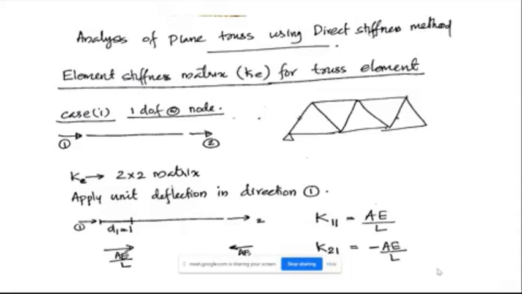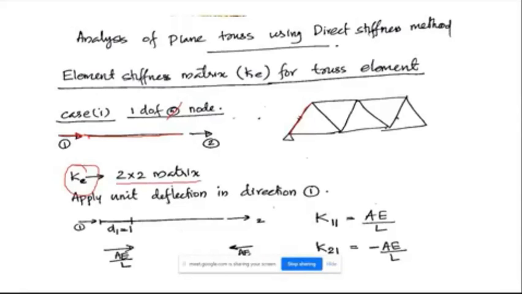In trusses, we have only axial forces coming. For example, if we consider 1 degree of freedom per node, if this is one node, you may consider a truss element like this, any member, say this member. I have taken it horizontal. So this be the first degree of freedom, this be the second degree of freedom. So 1 degree of freedom per node, and I have named it 1 and 2 coordinates. So the Ke matrix will be a 2 by 2 matrix.